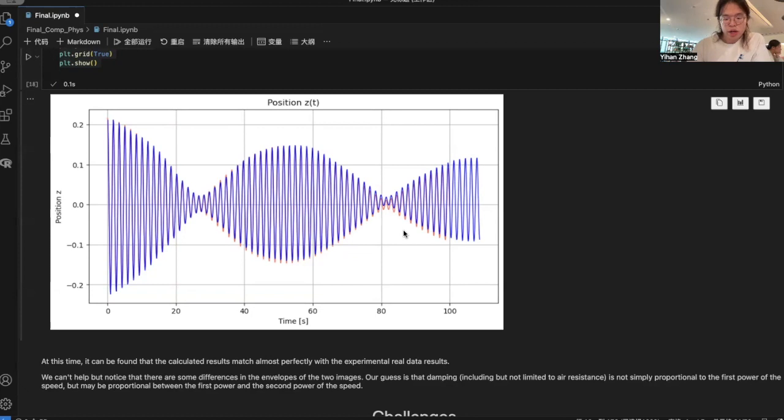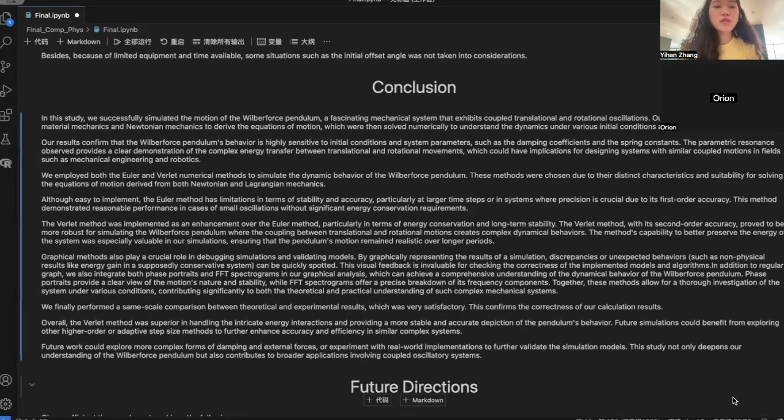And now the conclusions. In this study, we simulated the Wilberforce pendulum, which shows coupled translational and rotational oscillation using Lagrangian and Newtonian mechanics. Our numerical solutions reveal the pendulum's sensitivity to initial conditions and parameters like damping coefficients and spring constant, illustrating complex energy transfers that are relevant for designing similar systems in mechanical engineering or robotics. We applied Euler's and Verlet's method and decided to go with the Verlet method because of increased stability and accuracy. And we use tools like the Fourier transform to analyze the data we got from the simulation.